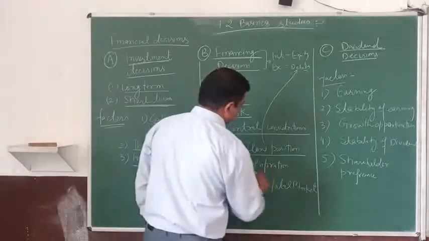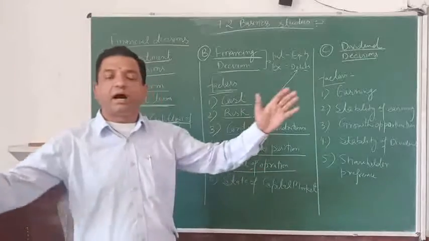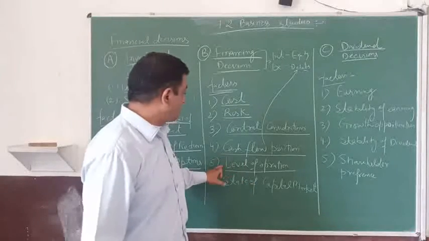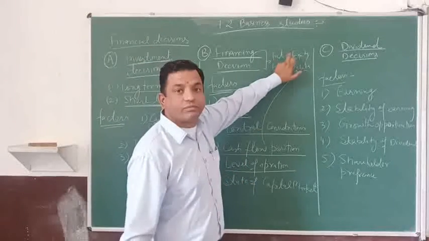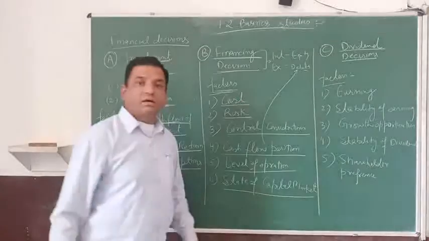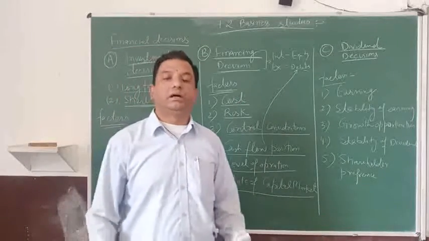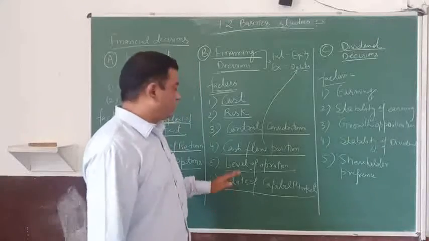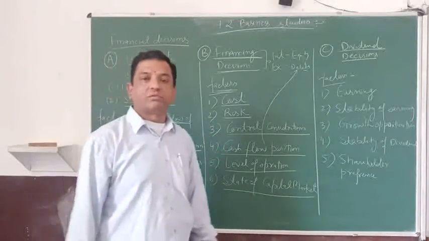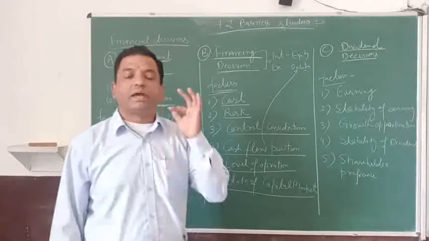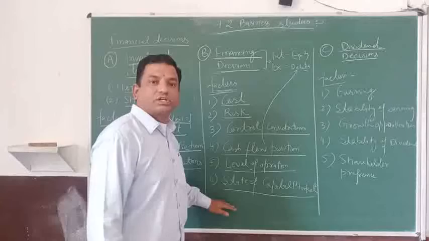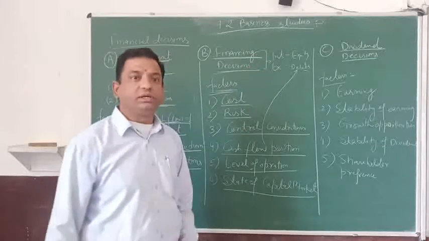Level of operation. If the company is operating at a very high level, then company needs long-term financing, and the long-term financing has a best option in form of equity. Last is state of capital market. Like what type of situation is prevailing in the market. Suppose in case of bullish market, in that case company should prefer more and more equity. But in case where the situation of the market is bearish, then less focus should be on the equity and more focus on the debts.